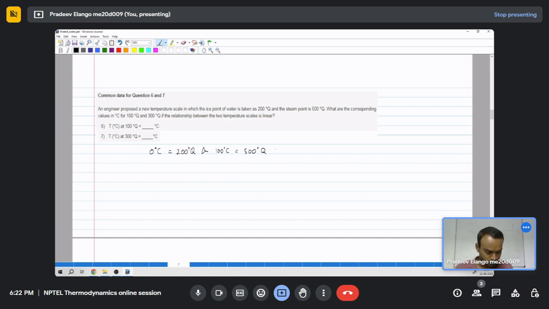If it is linear, we can write y equal to mx plus c for a linear line. Now we can have degree Celsius is equal to m into degree Q plus a constant C. I would write it as C equals m1 Q plus C1.